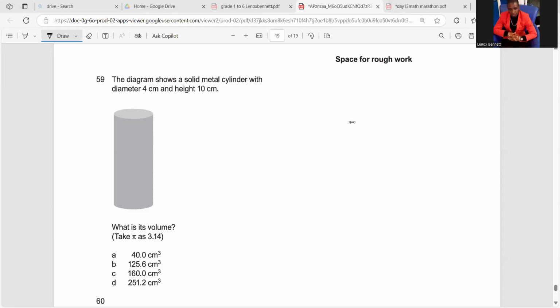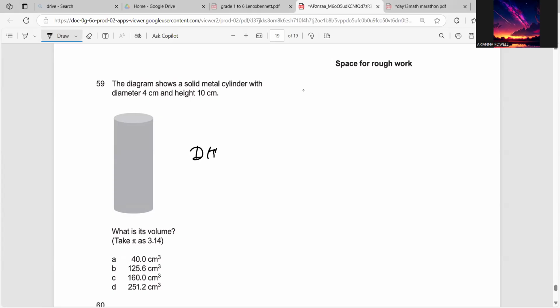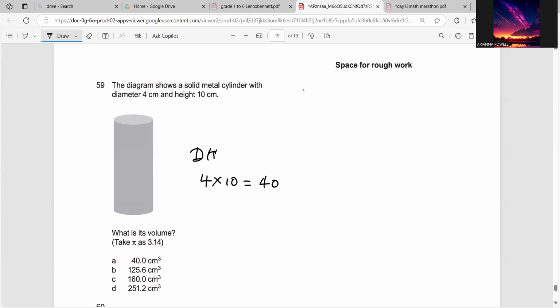All right, Ariana. Okay, sir. The diagram shows a solid metal cylinder with diameter 4 centimeters and height 10 centimeters. What is its volume? Take pi as 3.14. So the answer that I got was B, 125.6 centimeters cubed. How I got my answer was that I multiplied the diameter by the height, which I got 40 centimeters, and then after that I multiplied the 40 centimeters by the 3.14 as the pi, and then I got my answer, which is 125.6 centimeters cubed.